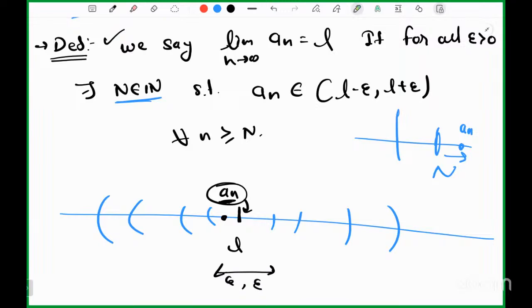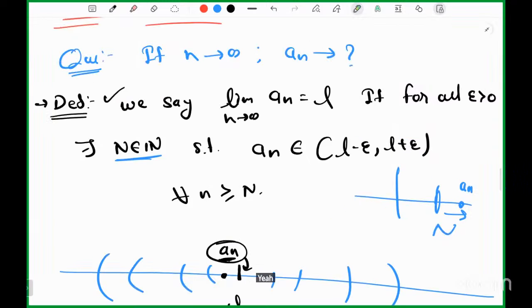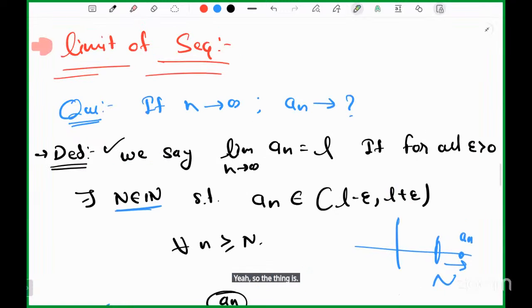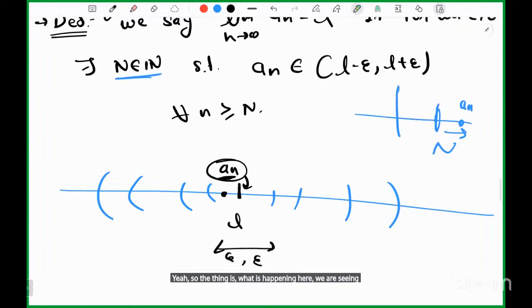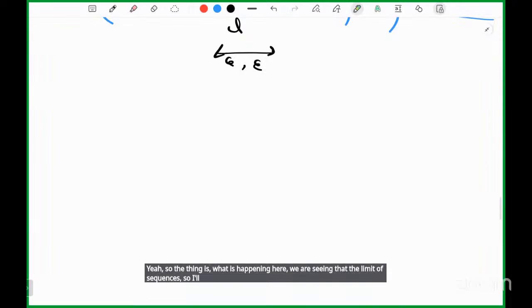Can you explain this one more time, this L epsilon? Yeah. So the thing is, what is happening here? We are saying that the limit of sequences. So I'll explain by graph this time.